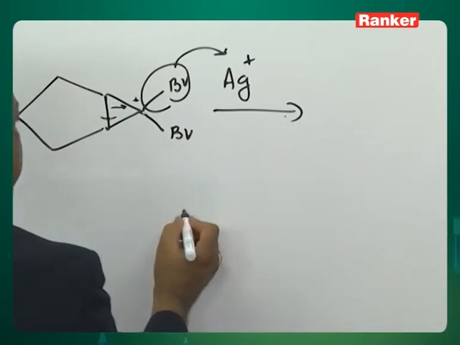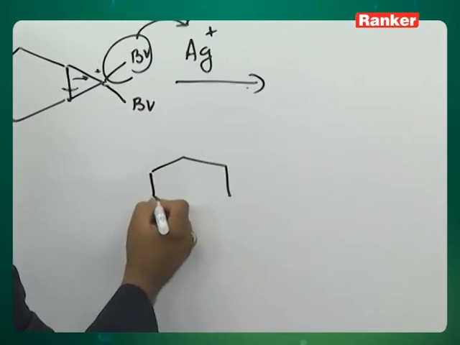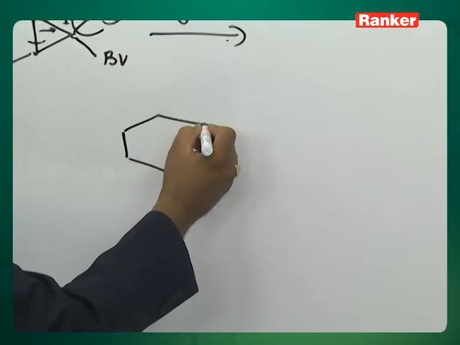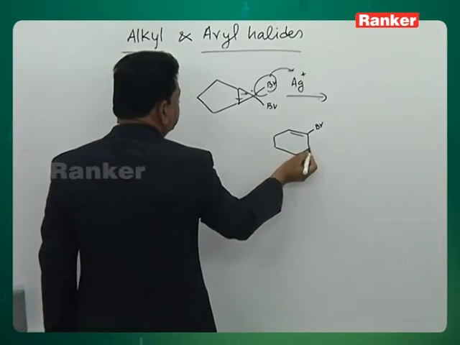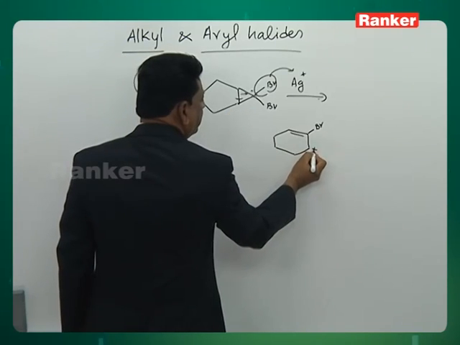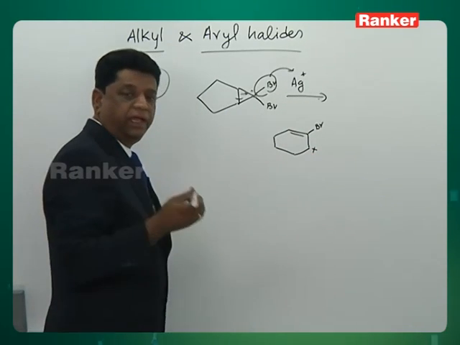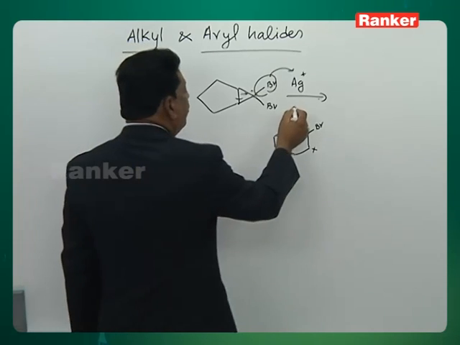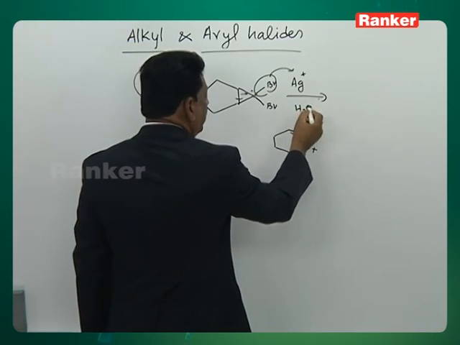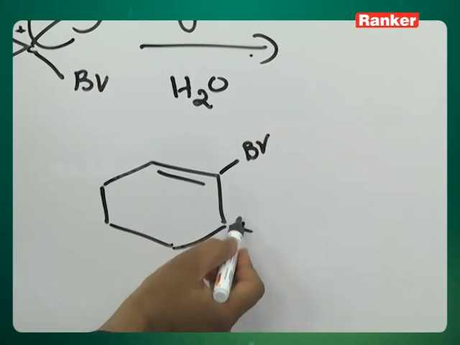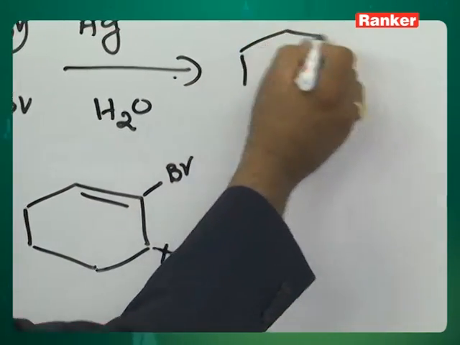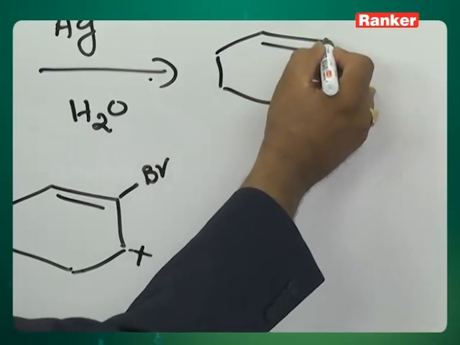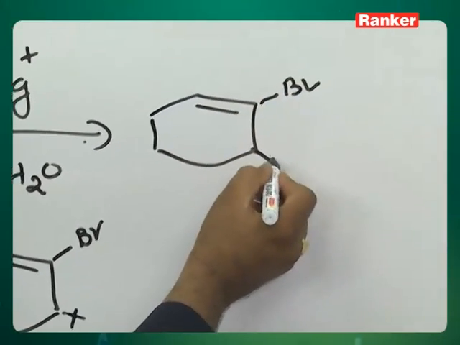So what happens in between is a 6-membered ring containing a bromine here with a double bond. The next carbon, this carbon will have a positive charge, which undergoes hydration in presence of water. So it is undergoing hydrolysis of this cation, water attacks and leaves one OH. So finally you will get a cyclohexene with bromine and OH.